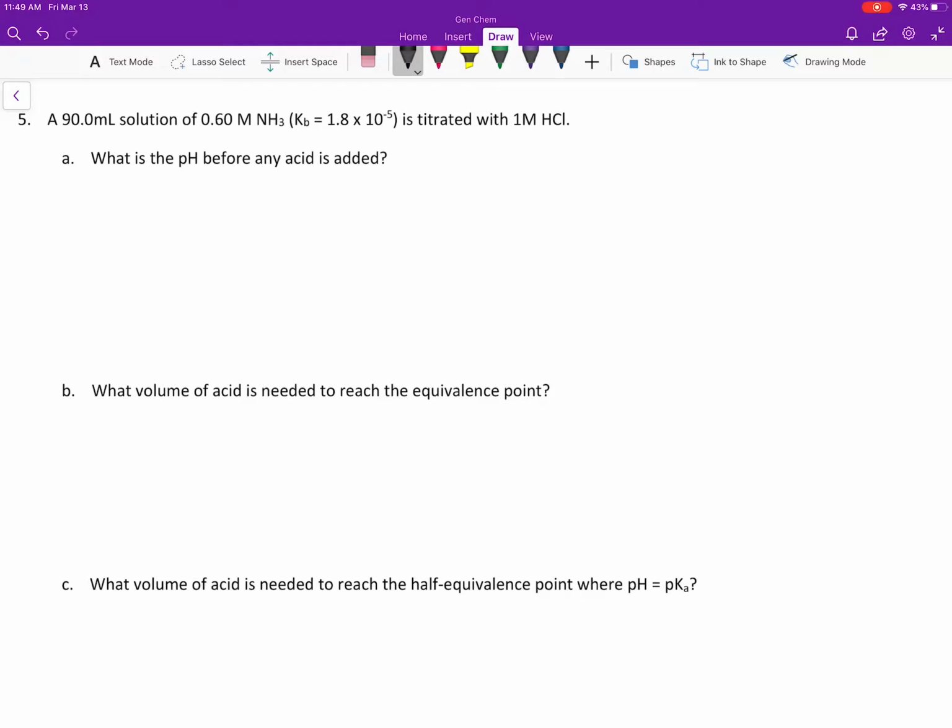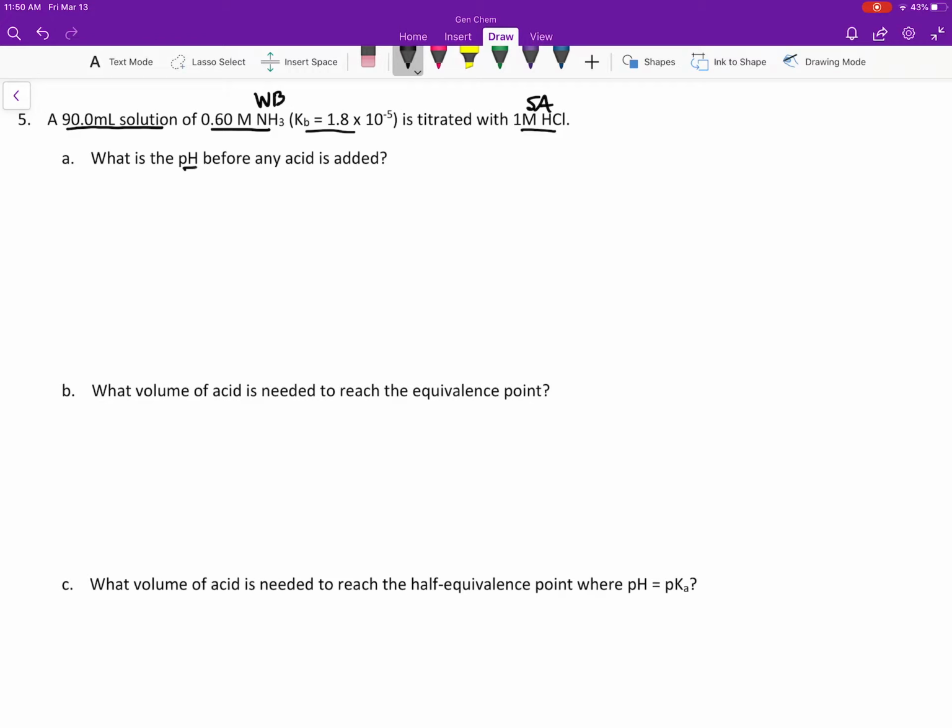Question 5, we're going to do this, I think, in 3 separate parts. So this is an example of a weak base, strong acid, which is the opposite of what we did in lesson 21, which was a weak acid, strong base. So we're told that we have a 90 ml solution of a 0.6 molar ammonia with a Kb of this, and it's titrated with 1 molar of HCl.